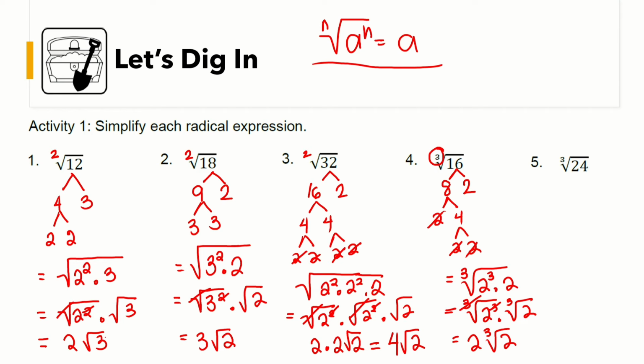And finally, for our last example, let's say we will factor this. And this one is 8 multiplied by 3.